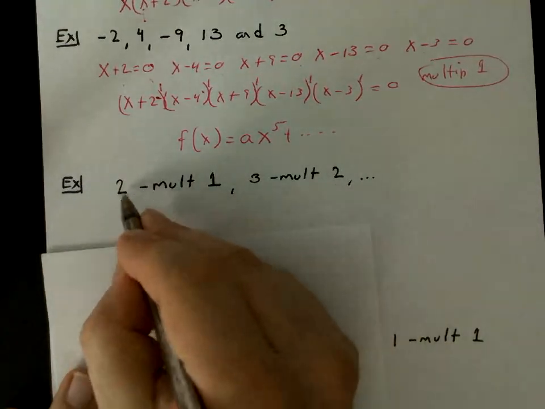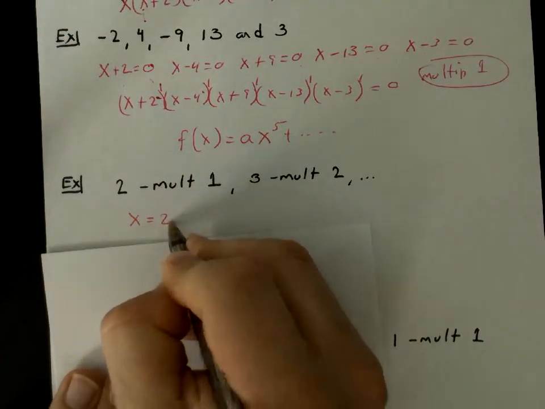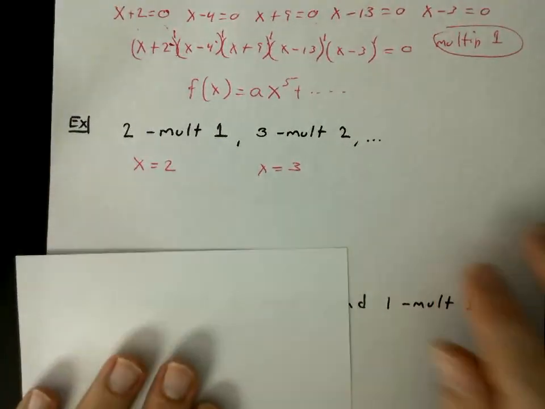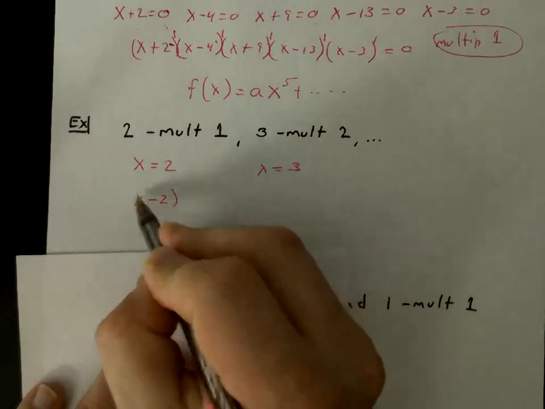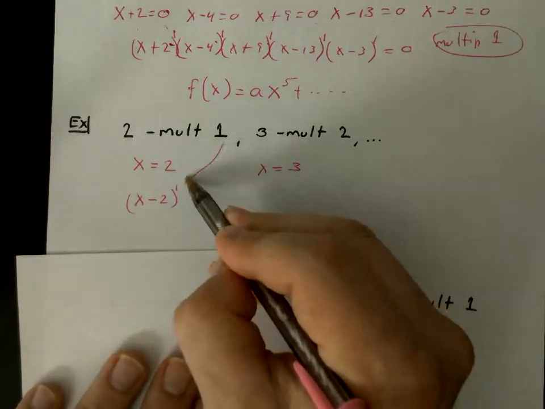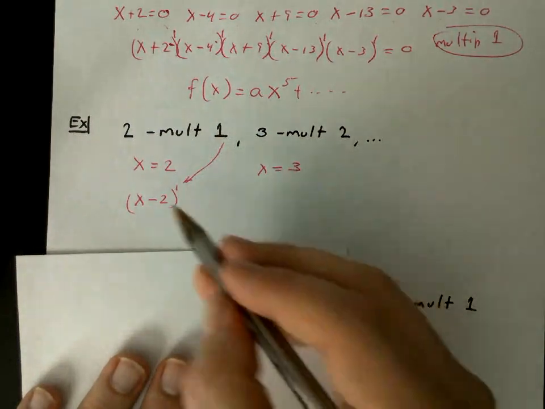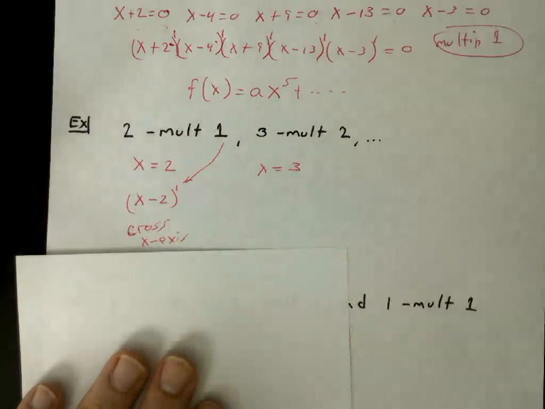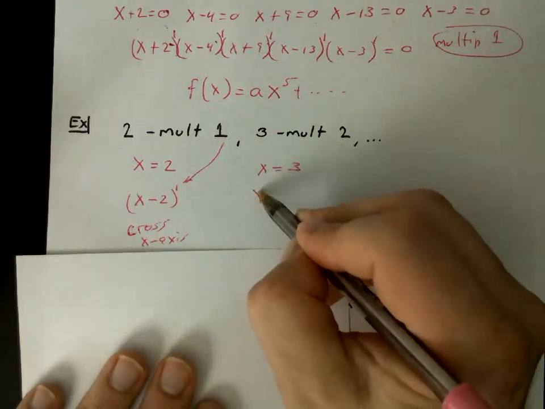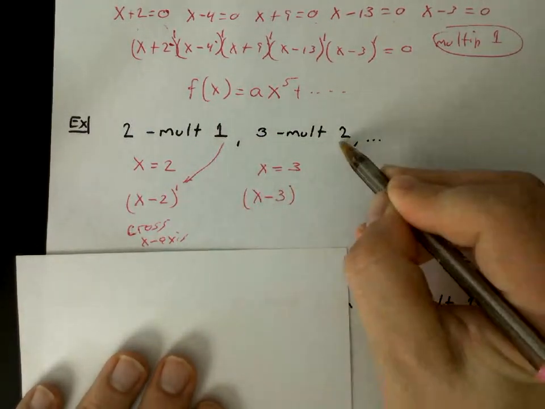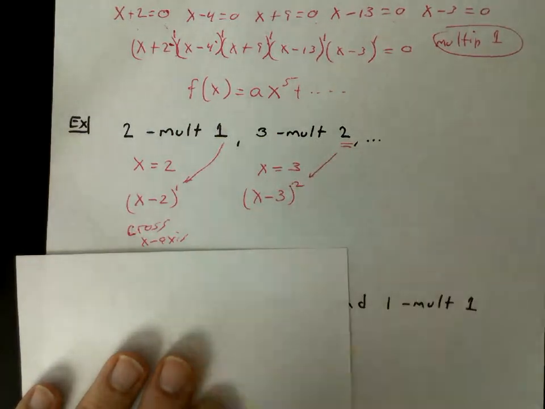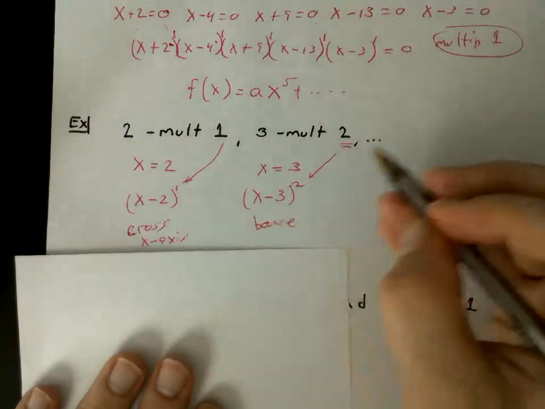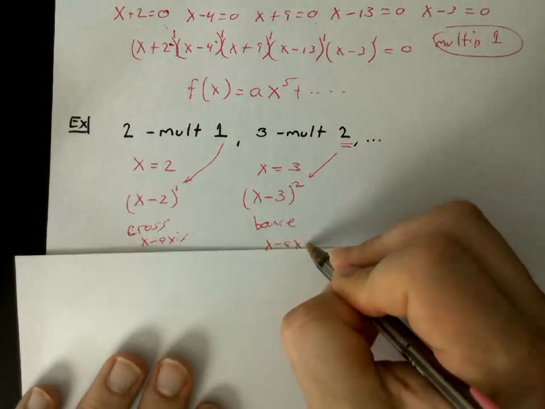You would say, okay, since this is kind of like saying x equals 2, and this is x equals 3, when you write these out, they should be x minus 2, multiplicity 1. And I'm hoping that you remember that this crosses the x-axis. This one is going to be x minus 3, but see how it's squared? That's going to be a multiplicity of 2. That means this is a bounce off the x-axis.